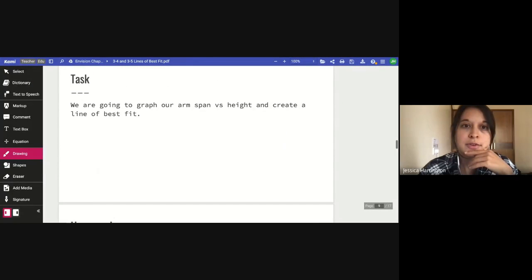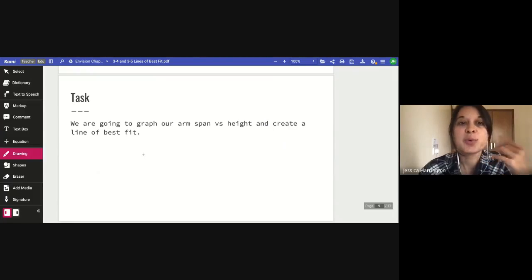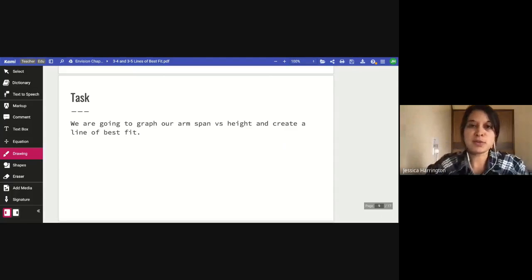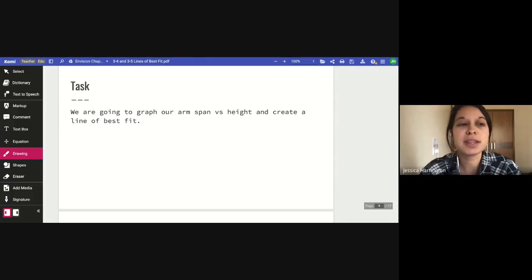Okay, so this is what you're going to do today. This is your task. This is why you had to measure for homework your arm span, how long your arm span was in centimeters from tip to tip, right? If you hold it straight out, like your wingspan if you had wings, and your height. And you're going to create a line of best fit. So this means you're going to have to get the data from your classmates. You're going to gather everyone's arm span and height, record that, and then put that in Desmos and work on creating your line of best fit.